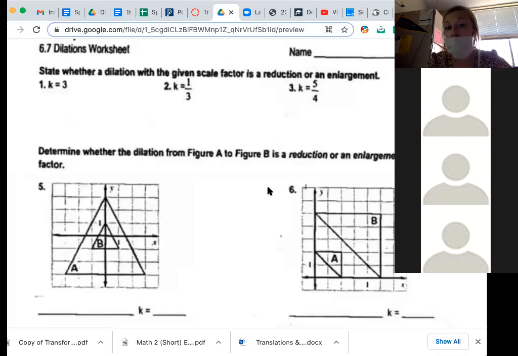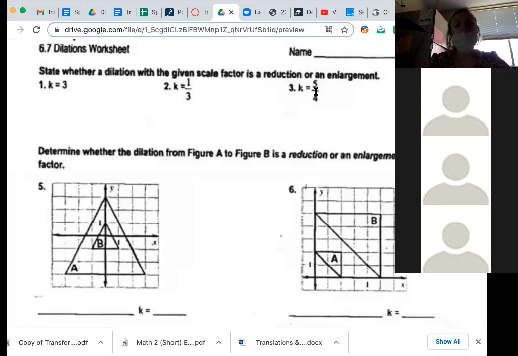Okay. So I'm just going to do a couple of examples for 1 through 4. I feel like I don't need to do these, but I'm going to talk about one just in case. Number 2, if the scale factor is 1/3, is that an enlargement or a reduction? It is a reduction. Very good. That's easy, right? Like I shouldn't have to do any more of this. Sean, are you good with K being 1/3? That's a reduction.